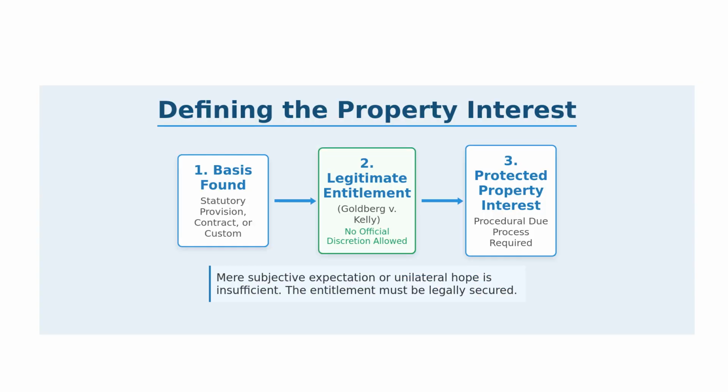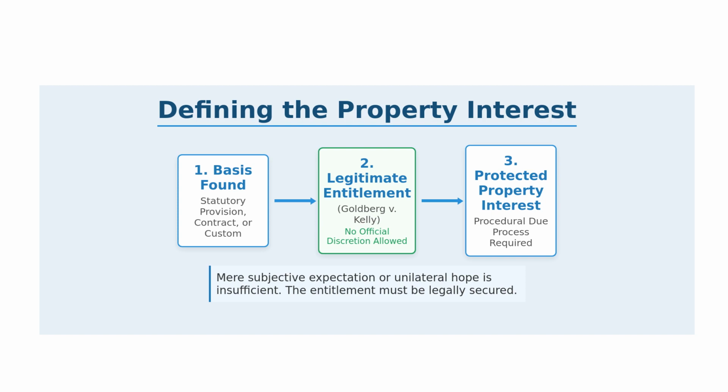Now that we have confirmed state action is present, we move to the second crucial step: identifying what interest is being deprived. Procedural due process protects life, liberty, or property. Let us first examine what the Constitution recognizes as a protected property interest. Importantly, this is far broader than just physical possessions or real estate.